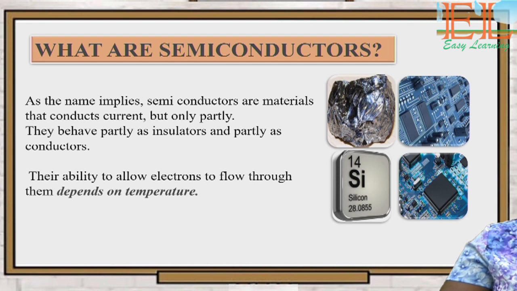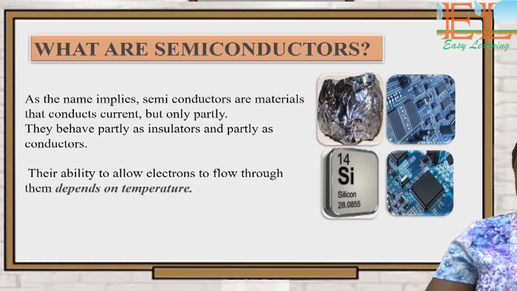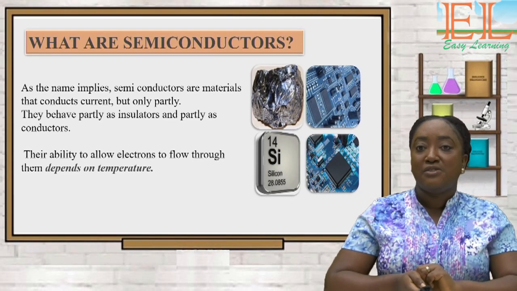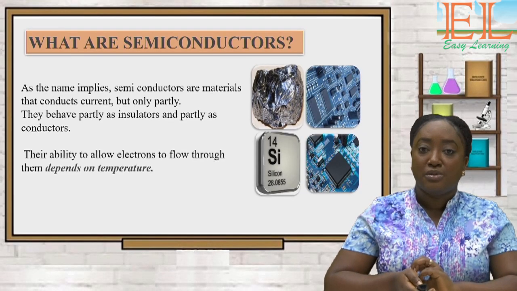What are semiconductors? As their name implies, semiconductors are materials that conduct current, but only partly. That is, they behave partly as conductors and partly as insulators. Their ability to allow electrons to flow through them depends on temperature. Now let's have a quick look at this video to see what we are talking about.